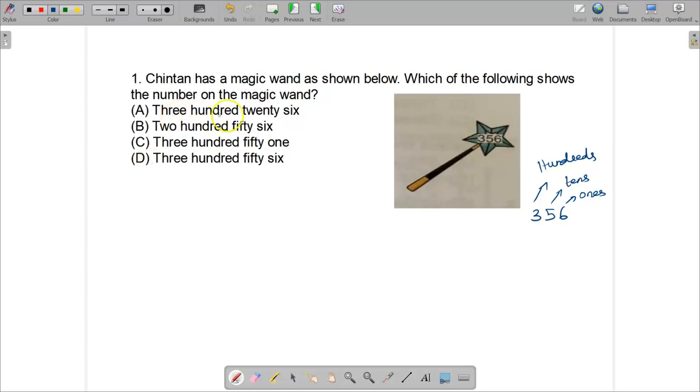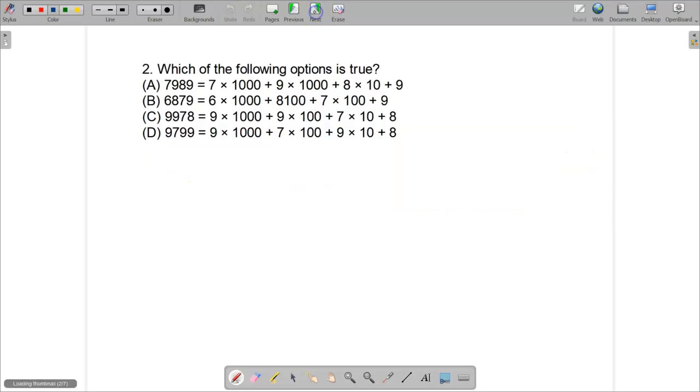So the first one is 326. Next one is 256. Next one is 351. Next one is 356. So option D is the correct option. They are asking just to find out the number that is available on the magic wand. So the option is D.